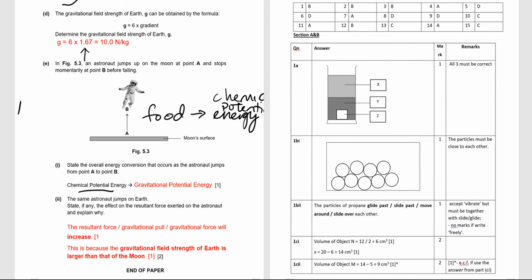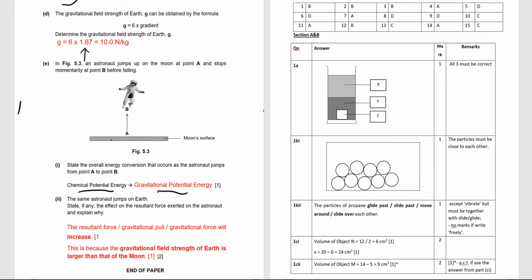And when you jump up, you are actually at a certain height above the ground. So the moment you are above the ground, you will have GPE. So it has been converted to gravitational potential energy. And now the same astronaut jumps on the Earth. So what is the effect on the resultant force exerted on the astronaut? When the astronaut jumps on the Earth, the difference is that the Earth will pull it down with a larger gravitational force.